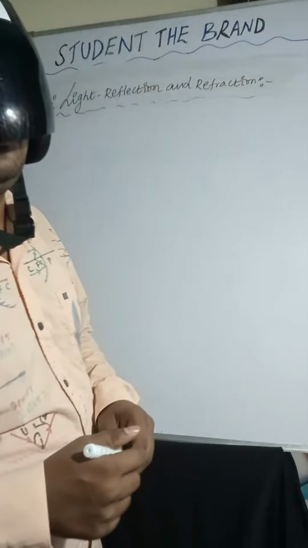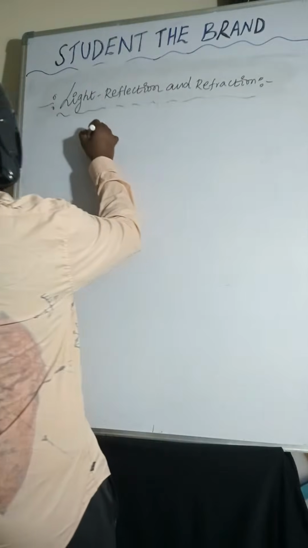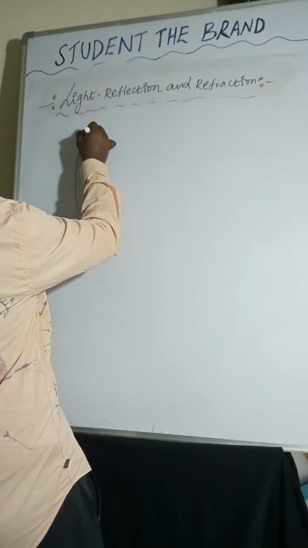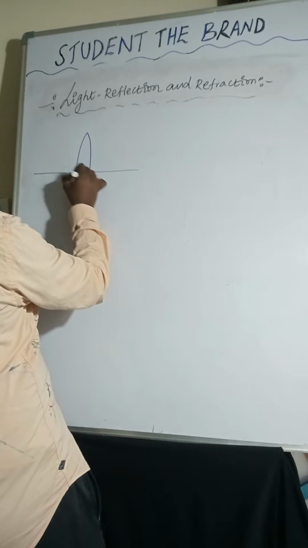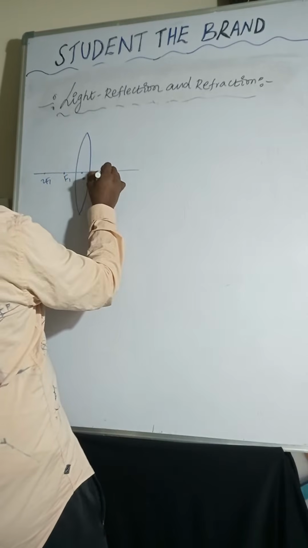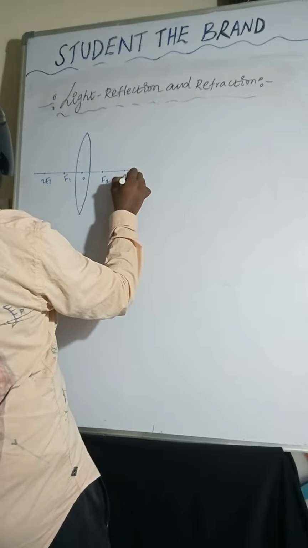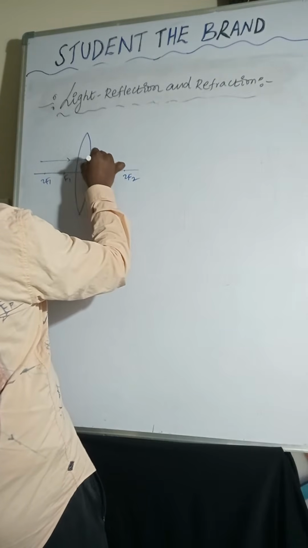Now, the ray rules of convex lens we will discuss. There are three. Optic center, F1, 2F1, F2, 2F2. Light rays passing parallel to the principal axis, after refraction, pass through the focus.